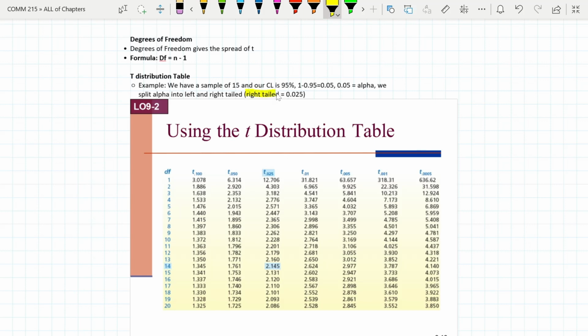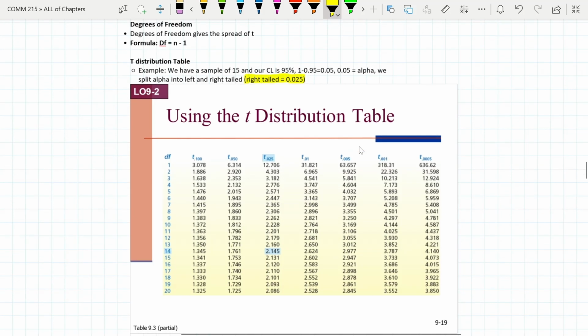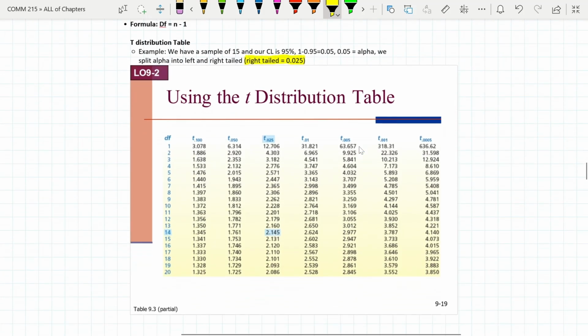So in our distribution, we must look at t 0.025, so we find it here, and our degrees of freedom, which is just n minus 1. So 15 minus 1 is 14. So we highlight 14, we highlight our right-tailed alpha, and then we find where they connect, which is 2.145, and that's going to be the critical value for the right tail, or whatever sample it would be.